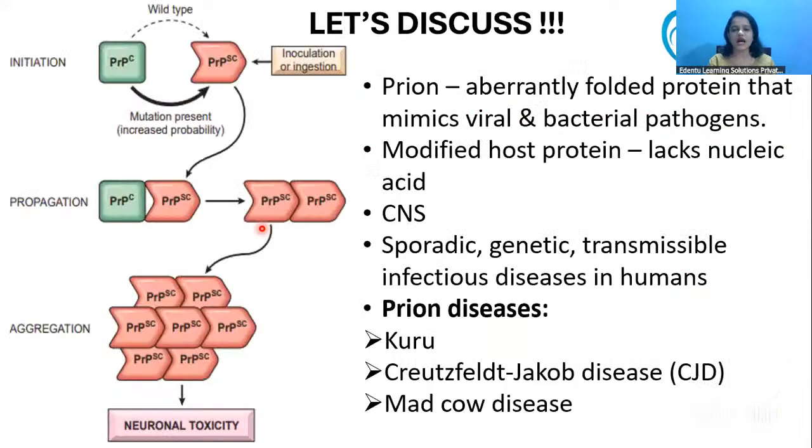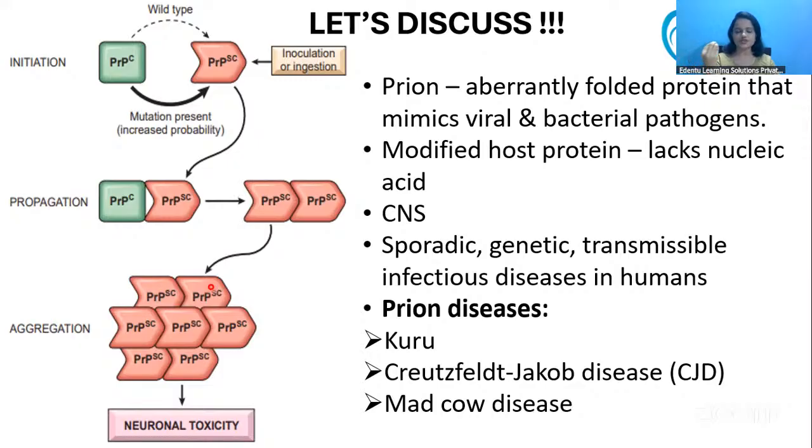Prions are like proteins. They are aberrantly folded proteins like this, and they actually mimic viruses or bacteria, but they don't belong to the virus or bacteria category. They are a modified host protein, and they lack nucleic acid. There is no nucleic acid, nothing is there. But these abnormally folded proteins are capable of attacking the central nervous system and can cause neurological disorders.